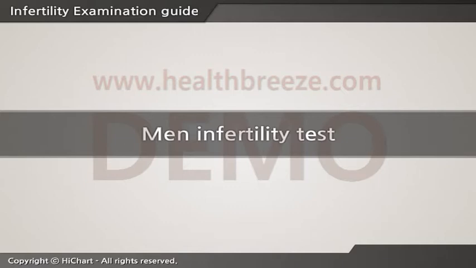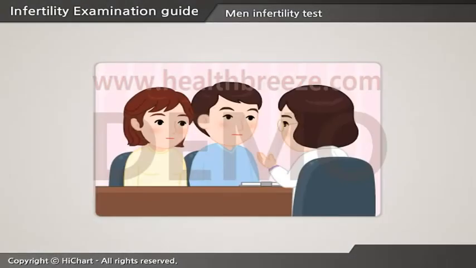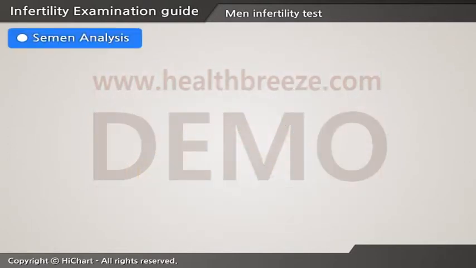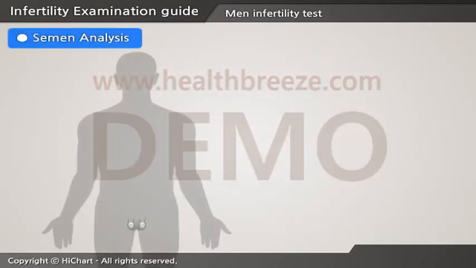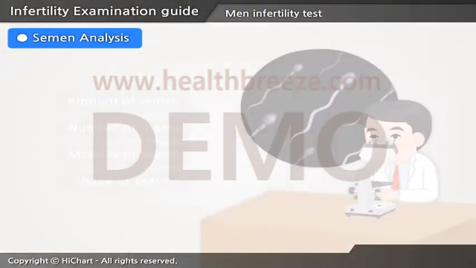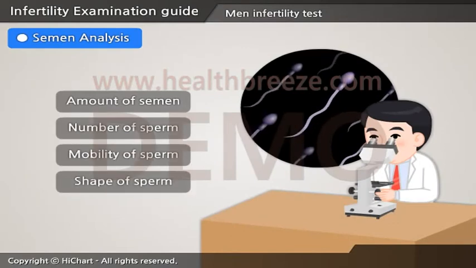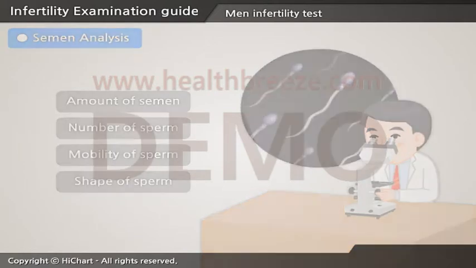Men's infertility test. A cause of infertility is also heavily from men, so it is recommended that a couple go through an infertility test together. Semen analysis. This test is the most basic infertility test. Semen is collected in a sterilized container. To check the amount of semen and the number of sperm and their mobility and shape within 1 hour, the test is repeated at a certain interval.